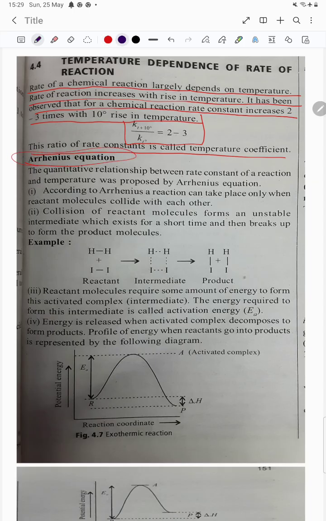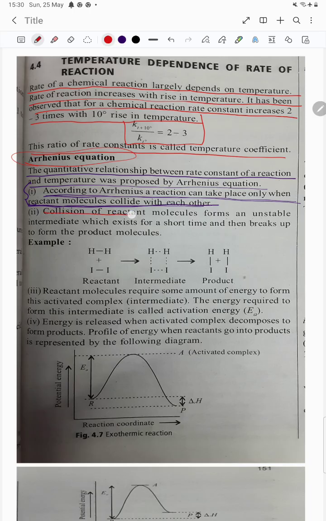When you talk about the Arrhenius equation, the quantitative relationship between the rate constant of a reaction and temperature was proposed by Arrhenius. According to Arrhenius, reactions can take place only when reactant molecules collide with each other. This is the first point.